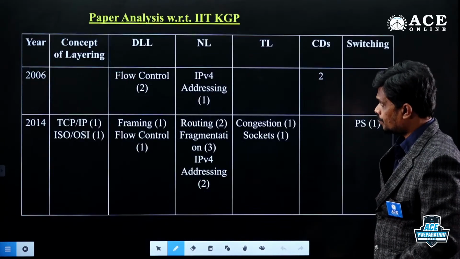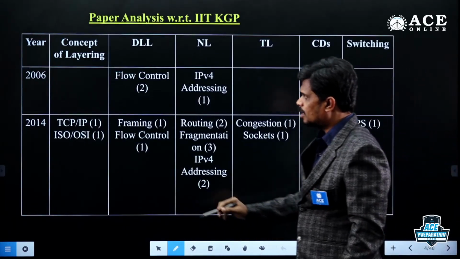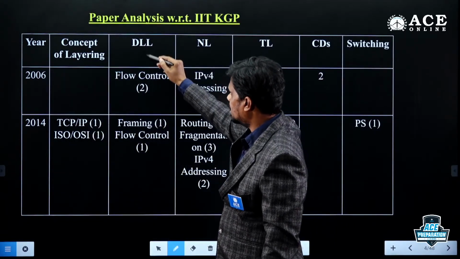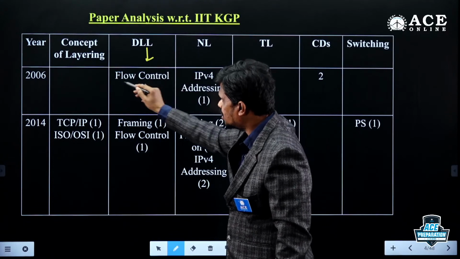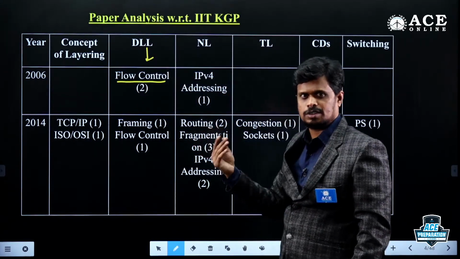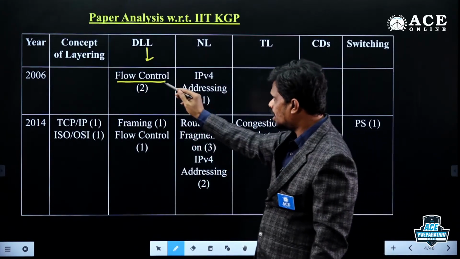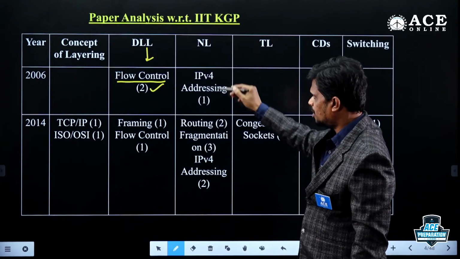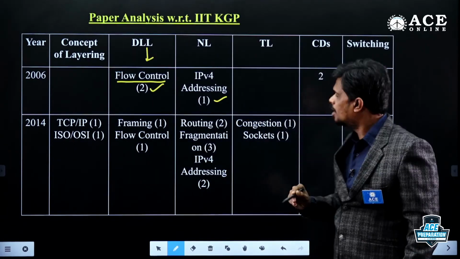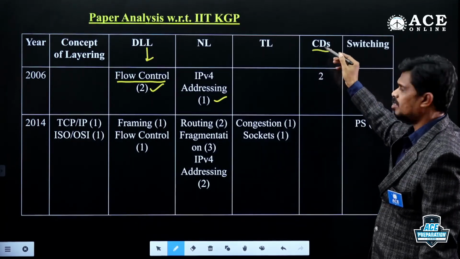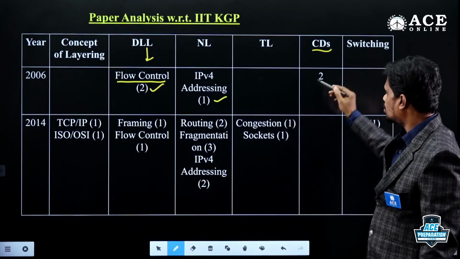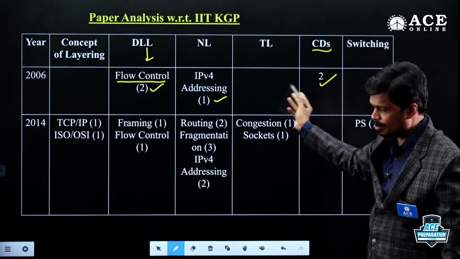So look at it, if you verify, in 2006 we have a question from data link layer, specifically from flow control, stop and wait and sliding window. From the flow control topic, we have 2 questions. From network layer, if you verify, IPv4 addressing, we have 1 question. And connecting devices, meaning connecting devices like bridges, routers, etc. From that we have 2 questions.